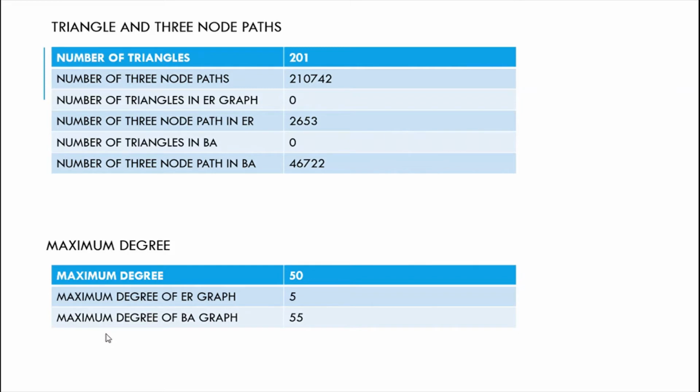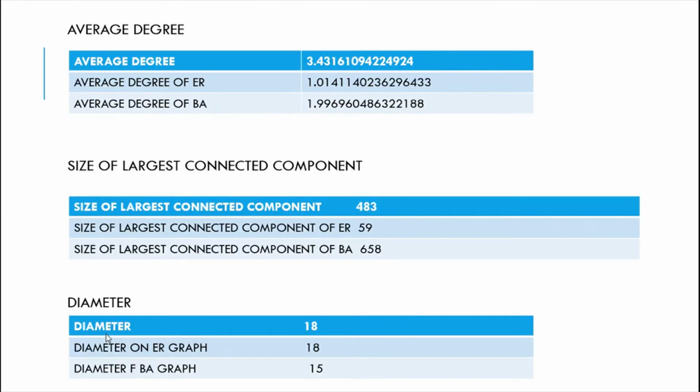As you can see, there are some zeros for triangles in the ER graph and triangles in BA. This is because of the structure that we'll see when we compare ER and BA graphs. The three node paths were 210742, three node paths in ER were 2653, while three node paths in BA were 46722. The maximum degree in dataset 9 was 50, for the ER graph it was 5, and for the BA graph it was 55.